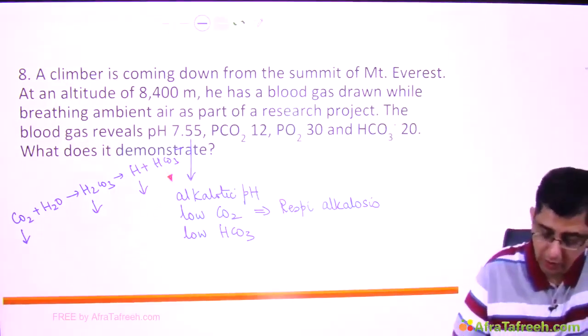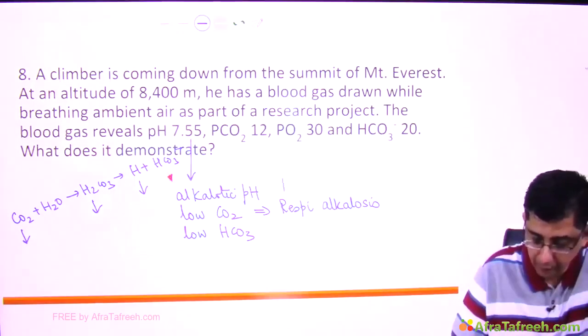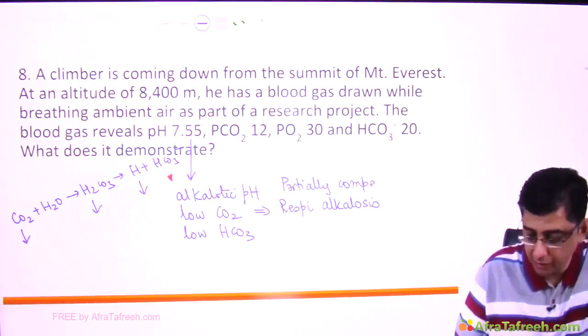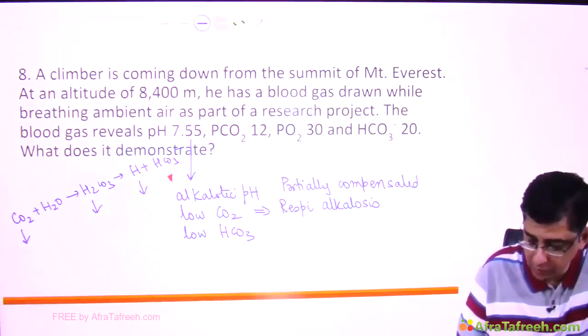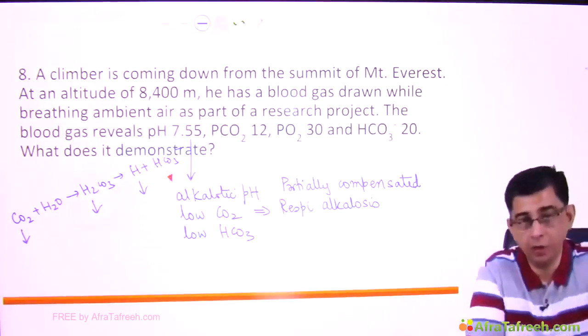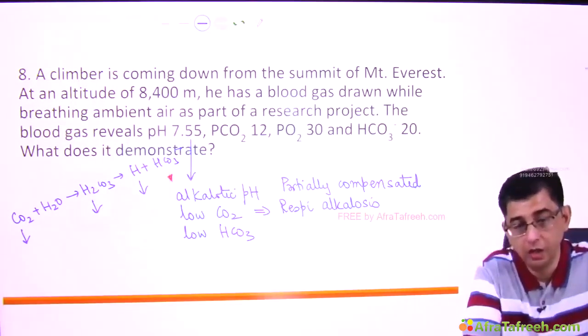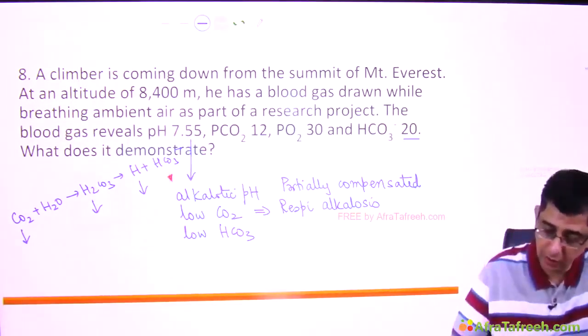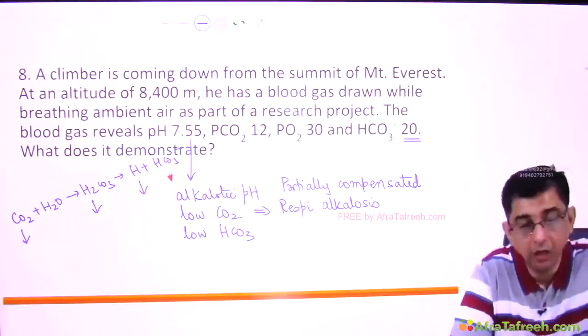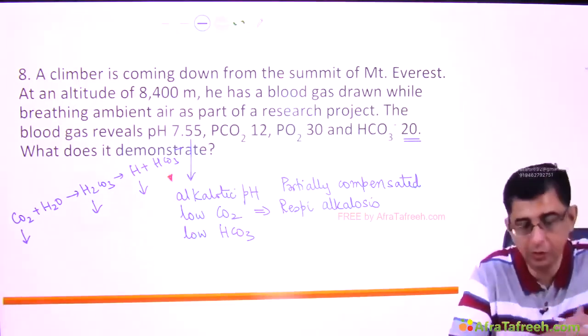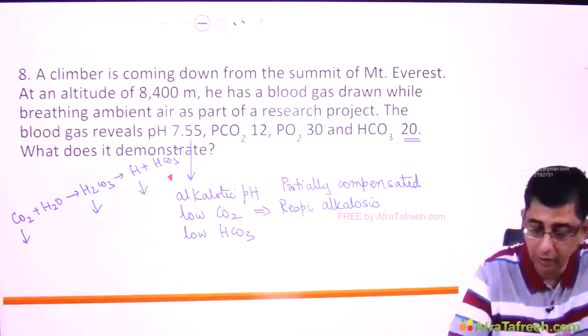In this particular case, the patient's pH is 7.55, and though the bicarbonate of the patient is low, it has not been able to stabilize the value of pH. The pH is still elevated, so it is partially compensated. The good news is that in this patient, the value of bicarbonate is 20. So that means the bicarbonate value has been reduced with the help of the kidney.